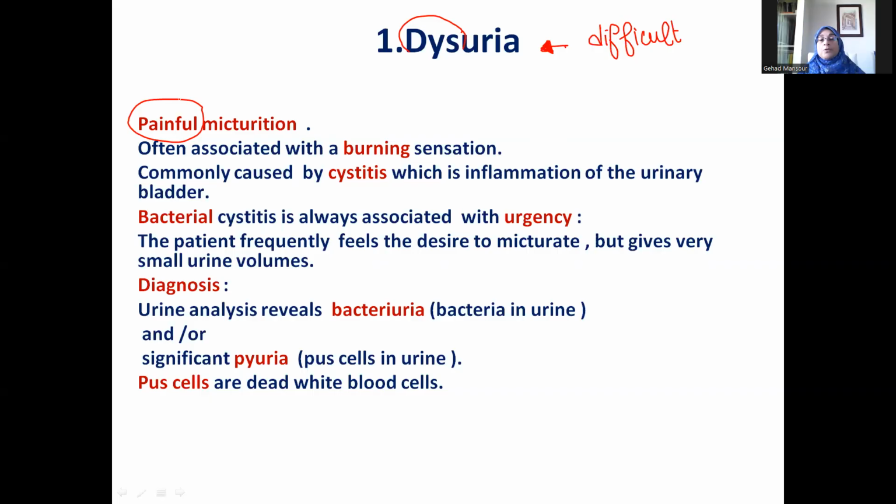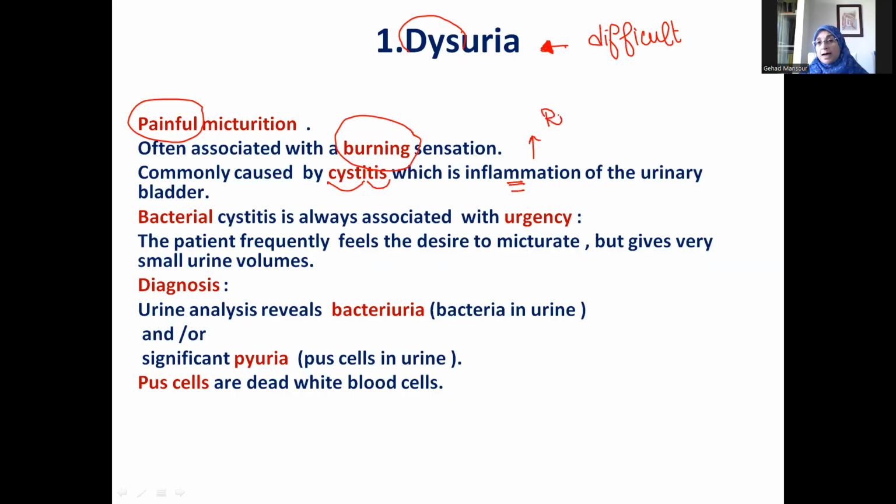The difficulty here is in the form of pain. So it is painful micturition. And that pain is sometimes interpreted by certain patients as being a burning sensation. So the patient feels an intense feeling or very strong feeling of burning during micturition. Usually when the patient feels this, it is an indication of cystitis. As you know, itis means inflammation.